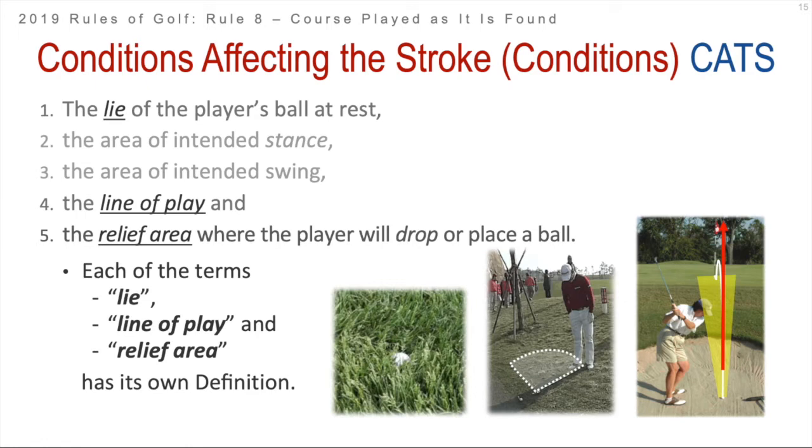The line of play, like I said, is the line the player wishes the ball to take. It does include a reasonable distance on either side of the line, whether that's a straight shot or trying to hit a little draw, little fade. Maybe they can't go right at the hole, so they're punching out, and there's some curve to what you're trying to do. And then the relief area is always a specified area. Usually it's going to be 1 club length. Sometimes it might be 2. There's a couple instances where it could be 2 club lengths.